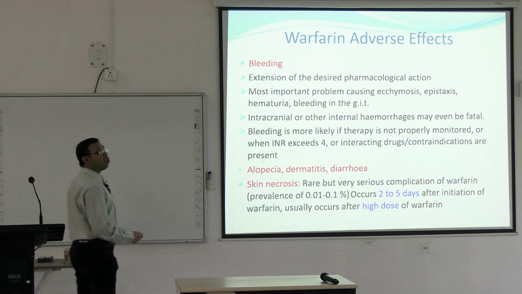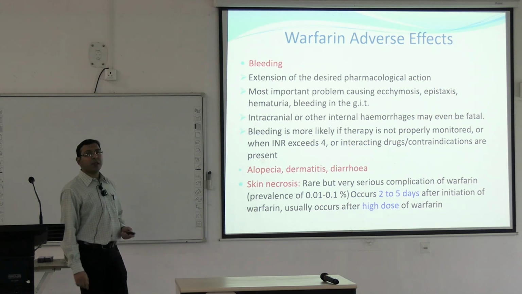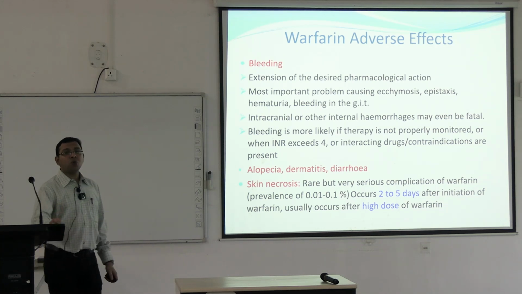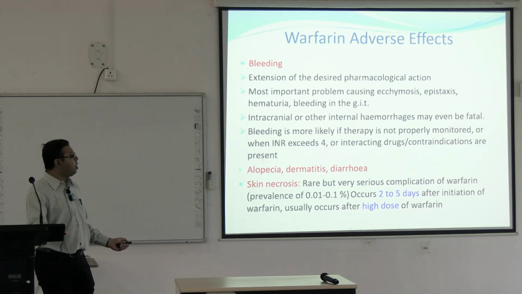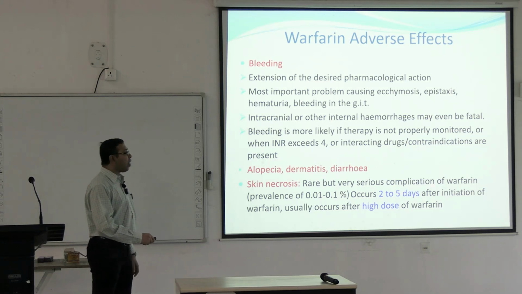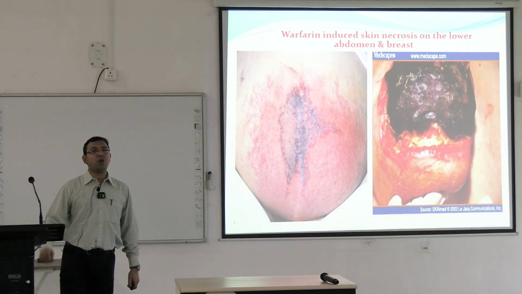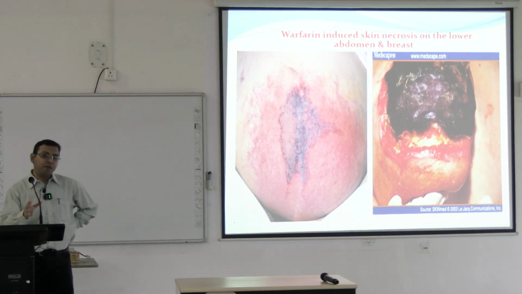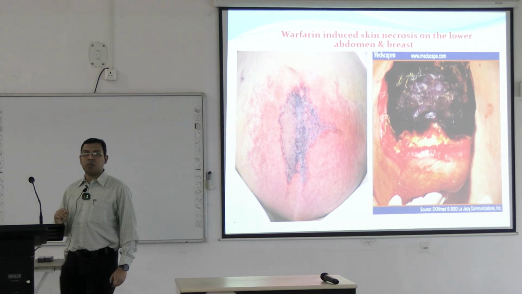If the INR exceeds 4, there will be more anticoagulation, and if interacting drugs and contraindications are present, there will be more chances of bleeding. Alopecia, dermatitis, and diarrhea can happen, and there is one typical adverse effect of warfarin: warfarin-induced skin necrosis. It is a rare but serious complication of warfarin. Prevalence is very low, but it can occur 2 to 5 days after initiation of warfarin, usually after a high dose. If you are asked about the adverse effects of warfarin: bleeding from different areas, which happens when the INR is very high, and also warfarin-induced skin necrosis, which is very important.